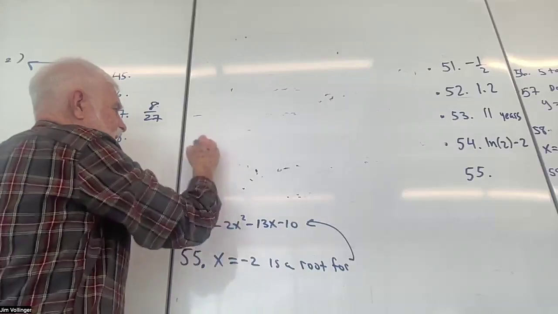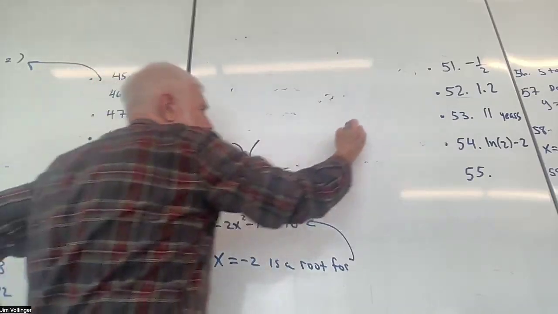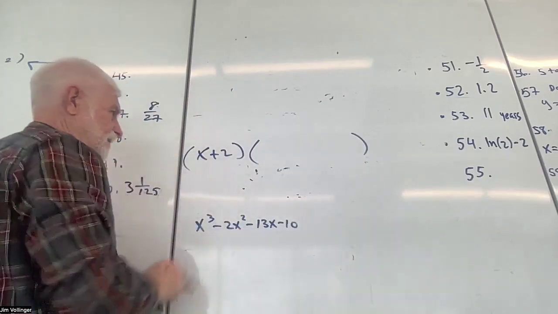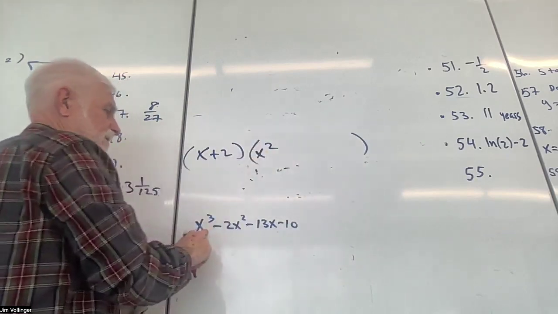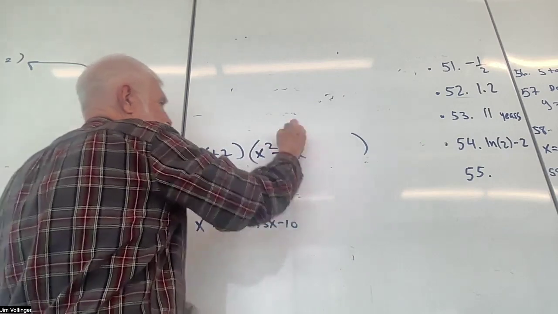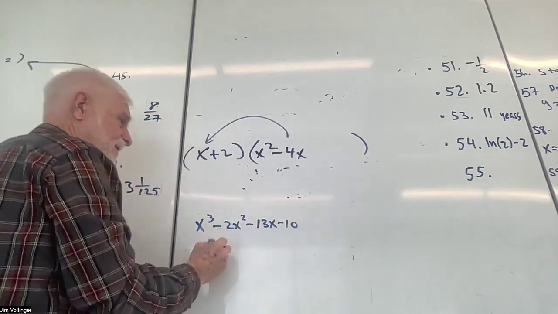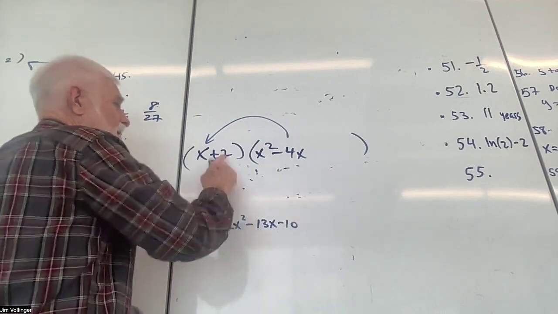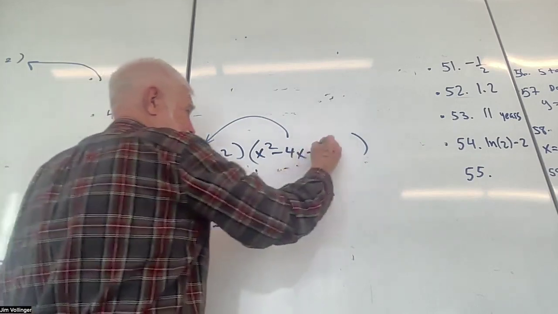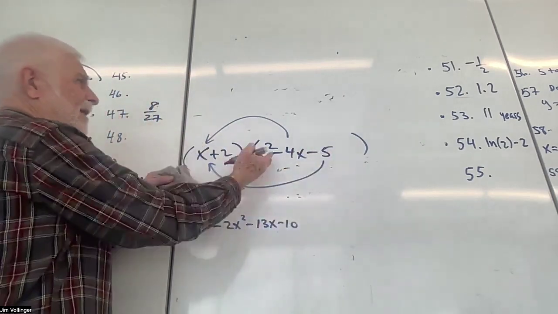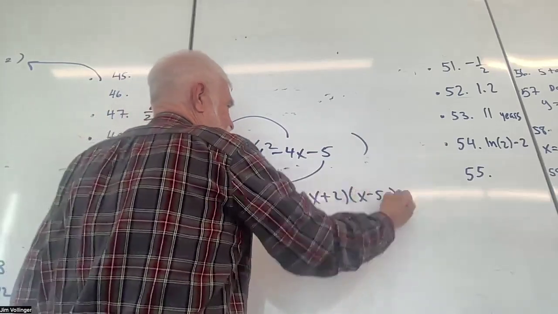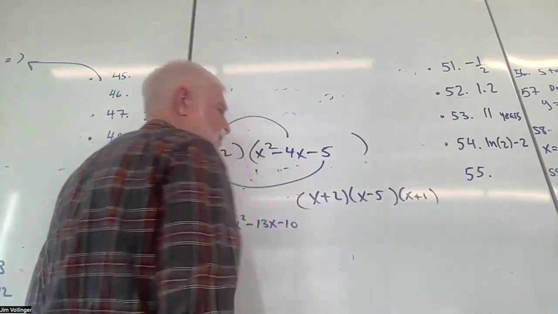X equals -2 means that x plus 2 is a factor of, I'll just leave that there so I can look at it and say, oh, x times x squared is x cubed. 2x squared. I need minus 2x squared. So minus 4x times x gives me minus 4x squared. 2 times minus 4x is minus 8x. I need another minus 5x. Well, there it is. And I like that because that's x plus 2 times x minus 5 times x plus 1. So what are the roots?